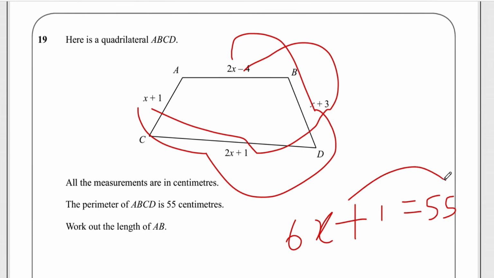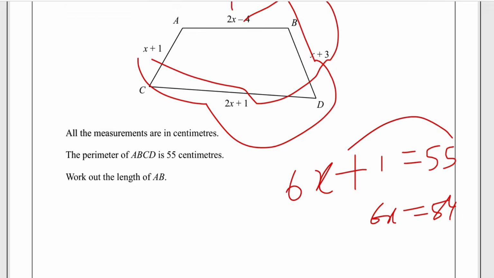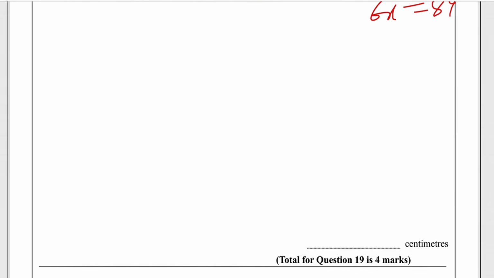So take away 1 from 55, that will give you 54. So 6x is equal to 54. 6 times the number is 54, and this is 5, please. And that will give you 9. So you can say that x is 9.